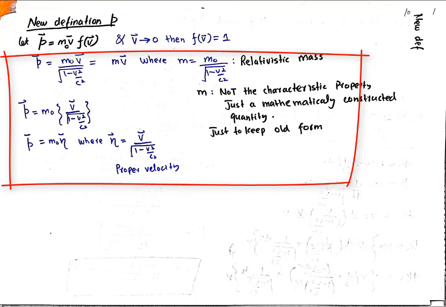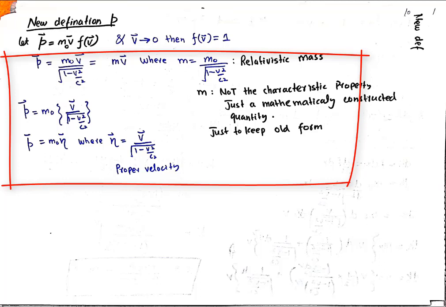But we are familiar with our old definition, so we want to keep the old form. Therefore this factor m naught by square root of 1 minus v squared by c squared can be given a name m, so that we can get our old definition. So p is equal to mv. This is the same form as m naught v, where this m is defined by this relation, and this is known as relativistic mass.